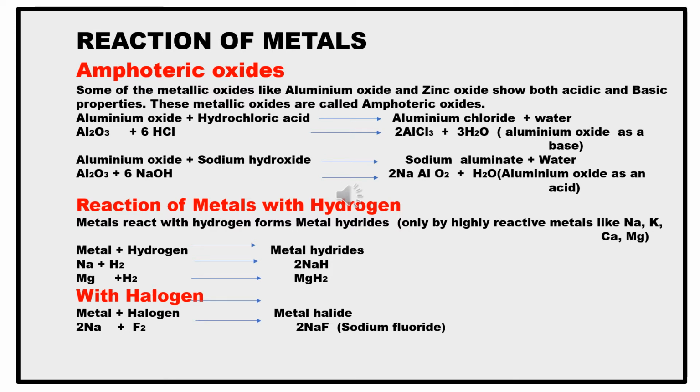So in these two examples, we have seen that the same metallic oxide, that is aluminum oxide, can act as an acidic oxide as well as a basic oxide. It forms a salt along with water. So such oxides are called amphoteric oxides.